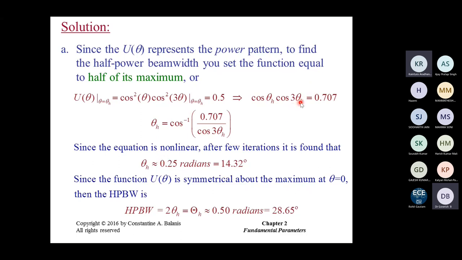There are multiple solutions to it. Will there be multiple solutions? I doubt it. There will not be multiple solutions. There will be one solution. There will be one more solution, which will be 360 degrees minus this one. So there will be only two solutions. So the first solution is 14.32 degrees, the first solution that you get.